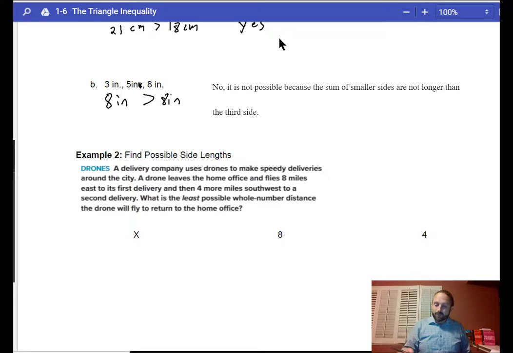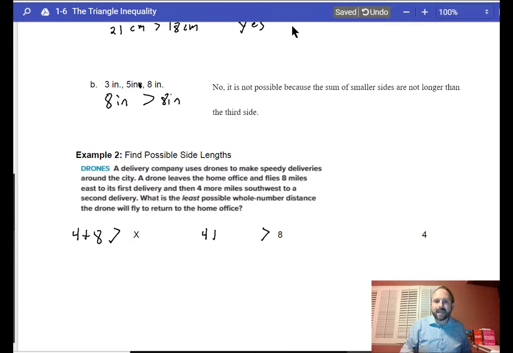All right, so we know from the triangle that 4 plus 8 miles has to be bigger than x. And we know that 4 plus x has to be bigger than 8. And finally, we know that x plus 8 has to be bigger than 4. Each of the sides added together have to be bigger than the third side.